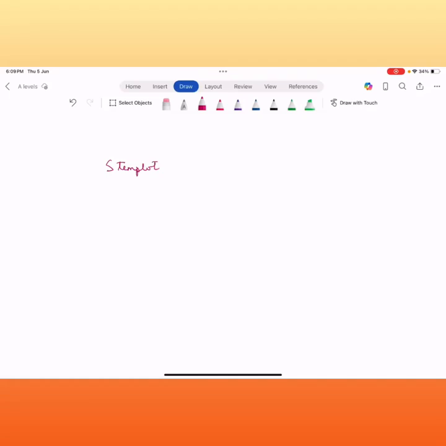A stem plot displays the relative density and slope of the data.